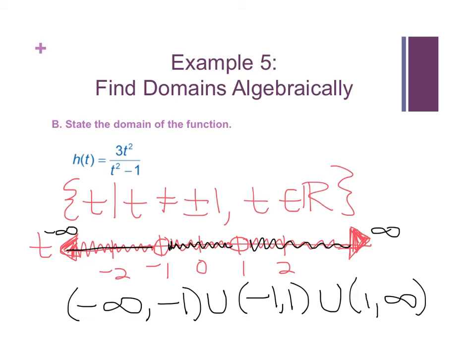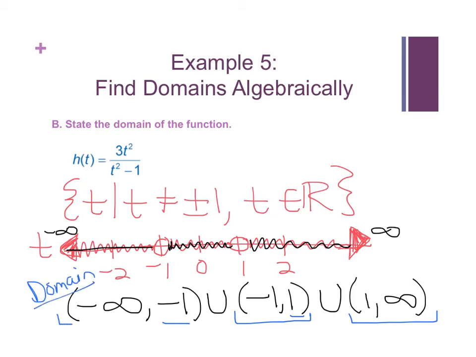Now notice I use parentheses all the way through. That is because negative infinity and positive infinity cannot be included, because infinity is not a number. It's just a symbol used to describe something that's increasing or decreasing without anything restricting it or stopping it. And negative 1 and positive 1 are not included on the number line, therefore I would use parentheses around those stopping points. So I shade from negative infinity to negative 1, not including negative 1, shade from negative 1 to 1, not including either of those values, and again shade from 1 to infinity and not include 1. So this is my domain right here.